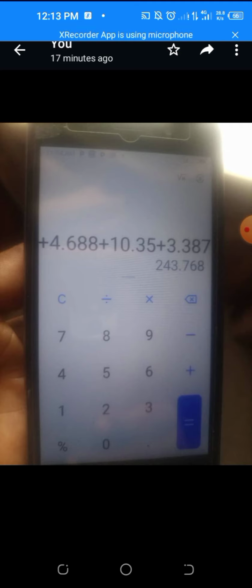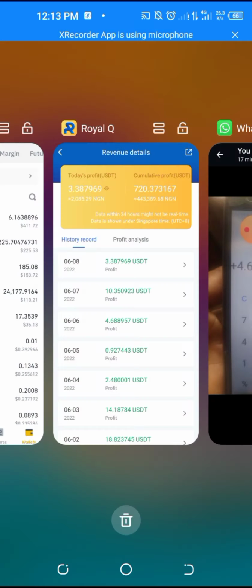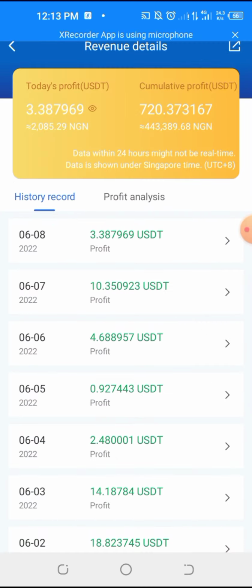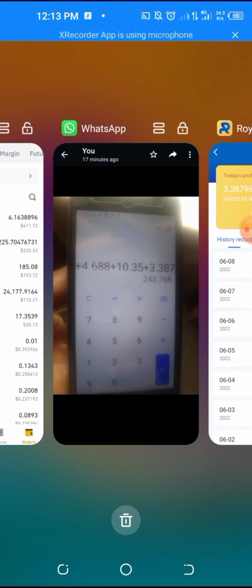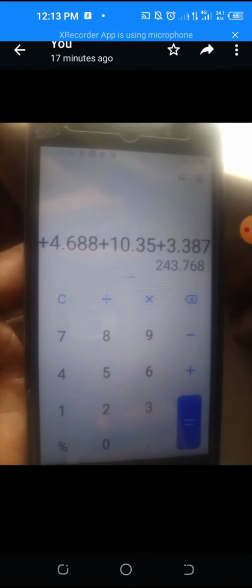You can see the last figure here, 3.387, 10.35. It has made within less than a month $243 on the balance that I have in my Binance.